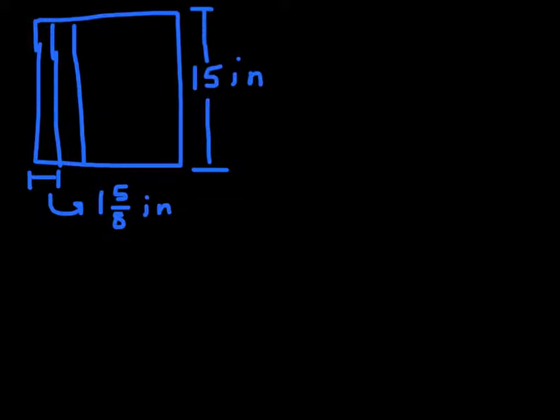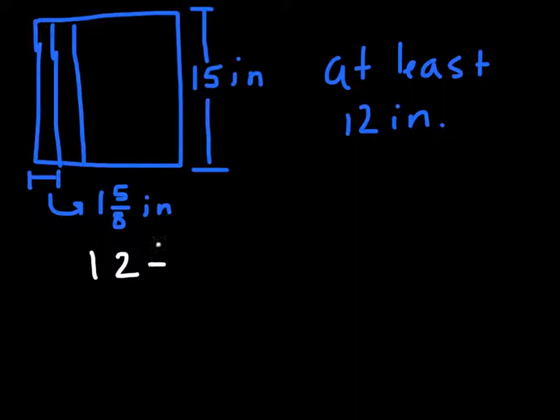In our final example today, we're going to divide a whole number by a mixed number. We're going to join strips of wood that are 15 inches long and 1 5/8 inches wide to make a cutting board that is at least 12 inches wide. How many strips of wood will we need to create the cutting board? What we need to set up here is the full cutting board width divided by the strip width. So that would be 12 divided by 1 5/8.